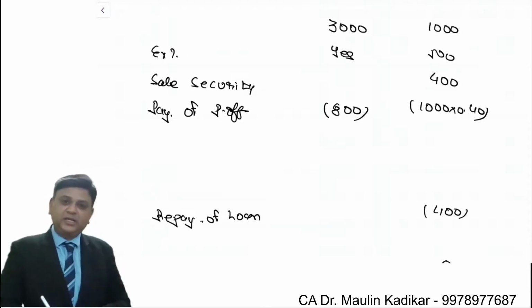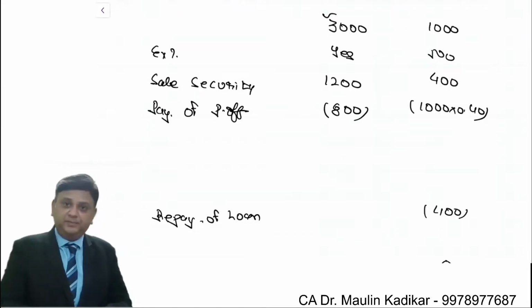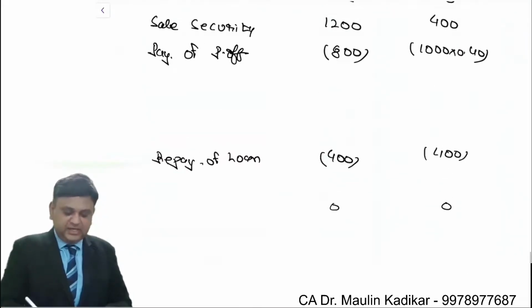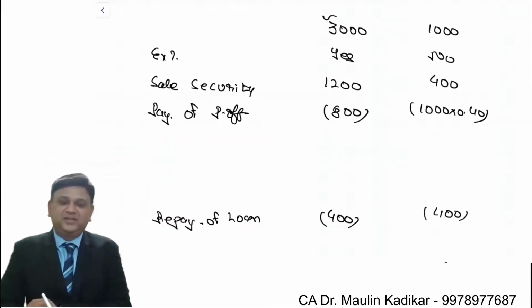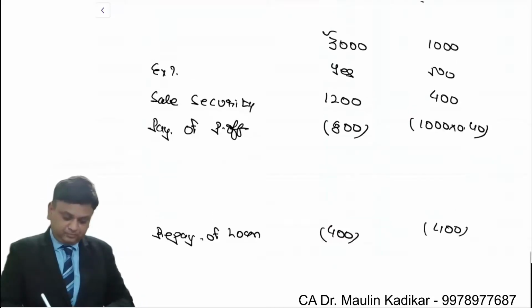Whatever security 0.4 that I have, I sell in the market. So 3000 into 0.4, I receive an amount of 1200. The repayment of loan is 400. And you can see that again the profit or loss is 0. So whether the price is 3000, I end up with no profit, no loss. When the price is 1000, even in that case, I end up with no profit, no loss. That is what we understand.